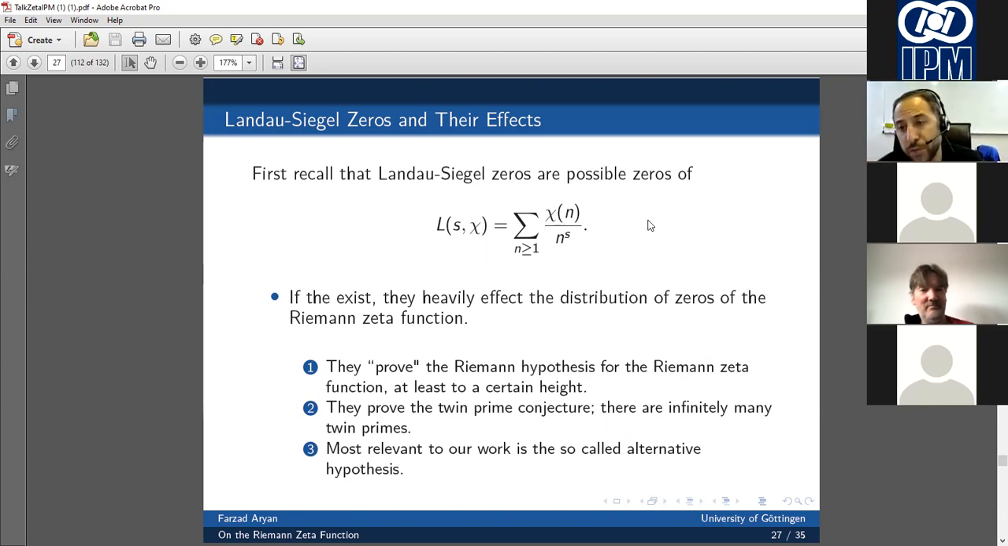You can look at it this way: zeros of the Riemann zeta function are randomly distributed, in the sense that gaps can get very small and get very large. Landau-Siegel zeros, if they exist, violate that.